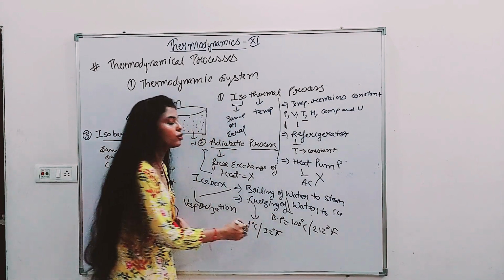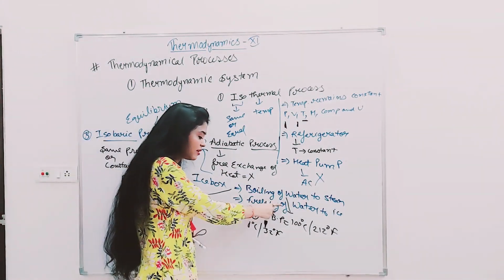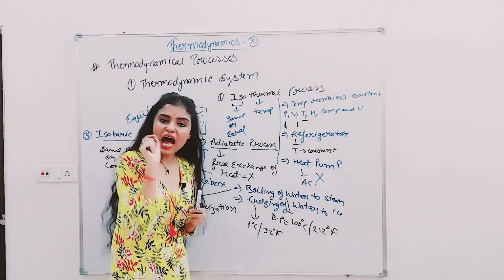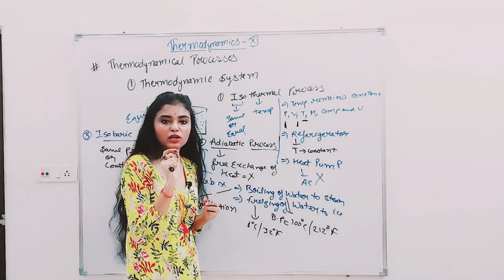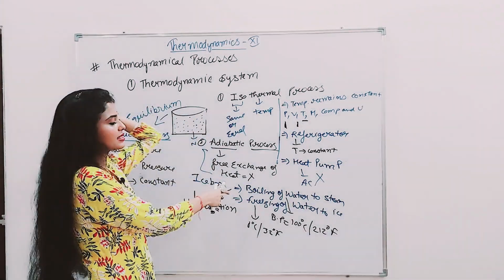So at this particular temperature only does the condensation process occur. Or you can say when the water is at 0 degrees Celsius, only then will it get converted into ice. This is a particular temperature. Okay, so these are the examples of isobaric. Okay, why is it isobaric?